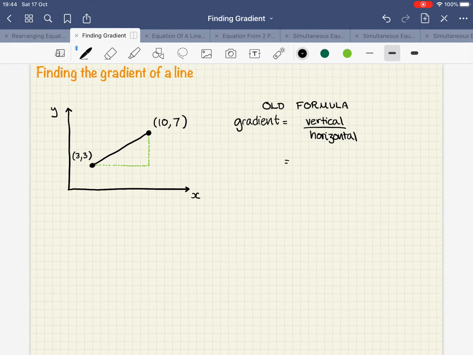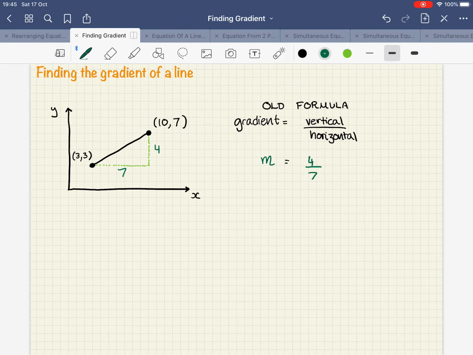To start off with, for the vertical, I need to figure out how high my triangle is. I've got 1, 2, 3, 4, so that is going to be a height of 4. And then my horizontal is 1, 2, 3, 4, 5, 6, 7. So I've gone across by 7. There's my gradient, 4 over 7.